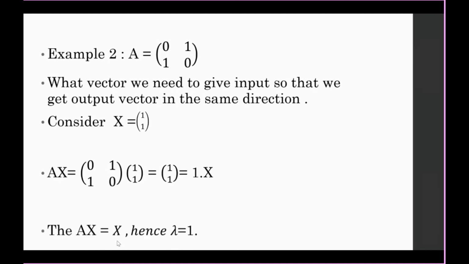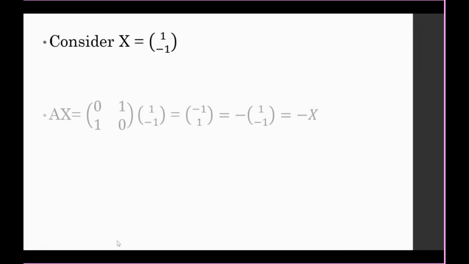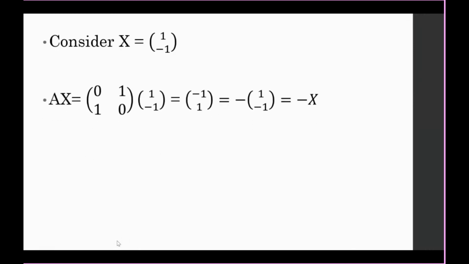What is the second eigenvector? 1, -1. If you multiply this one, what do you get? -1, 1, which is minus 1 times 1, -1. That means if my input vector is x, the output vector is minus x. So both input and output are parallel, and they are in the same direction. So 1, -1 is referred to as an eigenvector, and -1 is the corresponding eigenvalue.